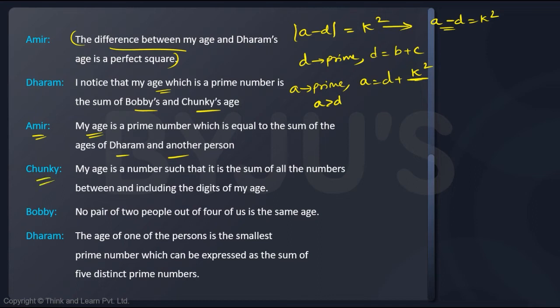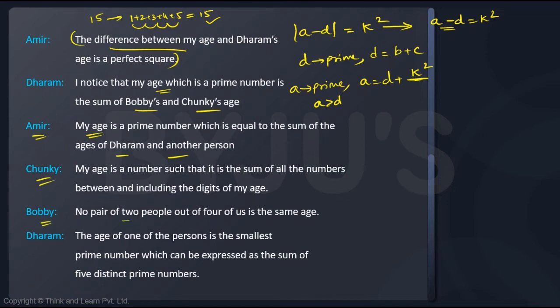Chunky says my age is a number such that it is the sum of all the numbers between and including the digits of my age, which means if I take an example of 15, then you can see 1 plus 2 plus 3 plus 4 plus 5 should be equal to 15. 5 plus 4 is 9, 9 plus 3 is 12, 12 plus 2 is 14, 14 plus 1 is 15. So 15 may be a possibility. Similarly, there could be other numbers. So such a number is your C, right? There might be many numbers. We don't know. Let's keep it aside.